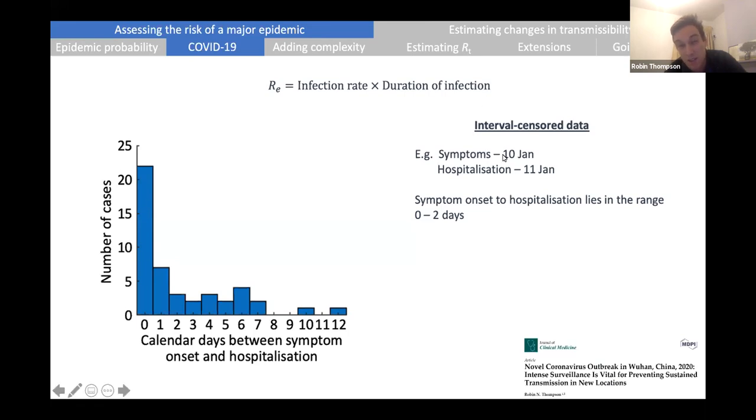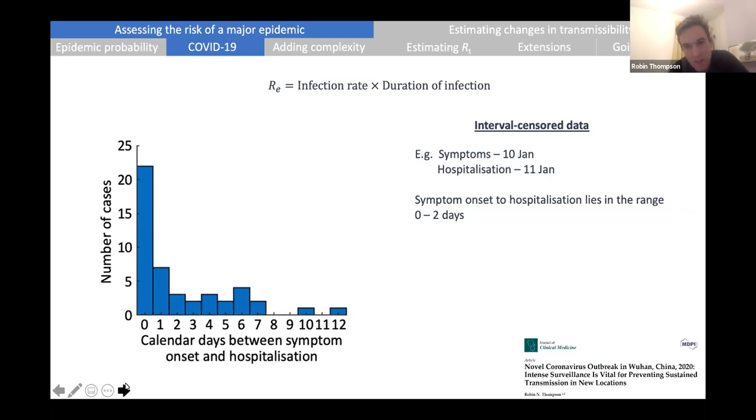In theory, they could have developed symptoms right at the end of the 10th of January and then be hospitalized right at the beginning of the 11th of January. In other words, have a symptom onset to hospitalization period of roughly 0 days. But it's equally possible that that individual developed symptoms right at the beginning of the 10th of January and then was hospitalized right at the end of the 11th of January. So the symptom onset to hospitalization period could be as long as 2 days.